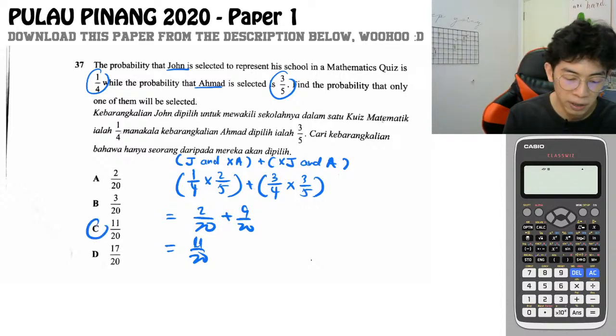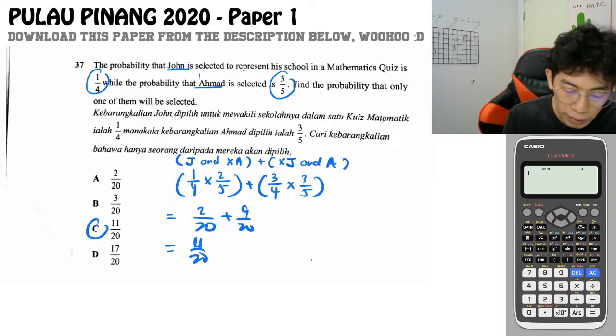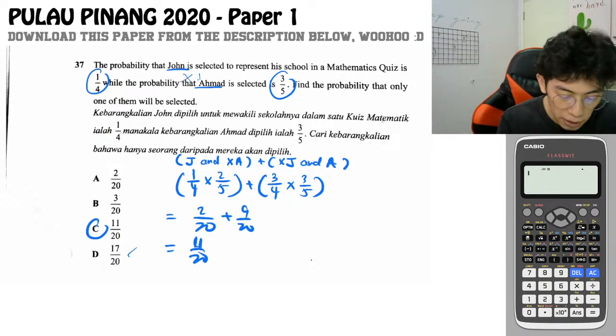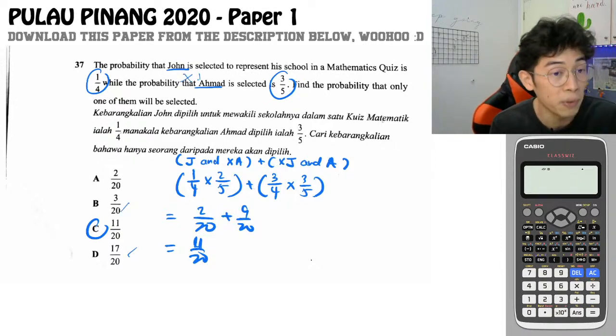But the trick here is students might add up these two things and get D, or maybe they straight away times it and get answer B. That will be the common mistake.